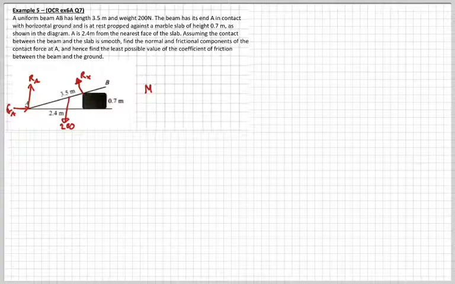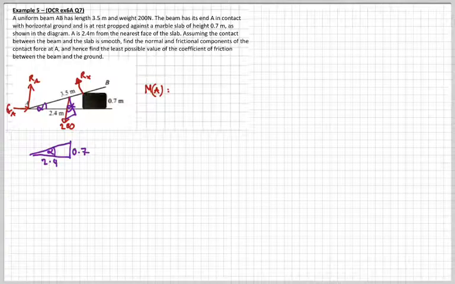The first thing to do is to take moments about A. Taking moments about A, we'll take the perpendicular component of the weight, and since this is alpha, I'm going to draw a nice triangle for alpha. We know that the height is 0.7, the width is 2.4, and the hypotenuse is 2.5 when you do Pythagoras. This is going to be useful.